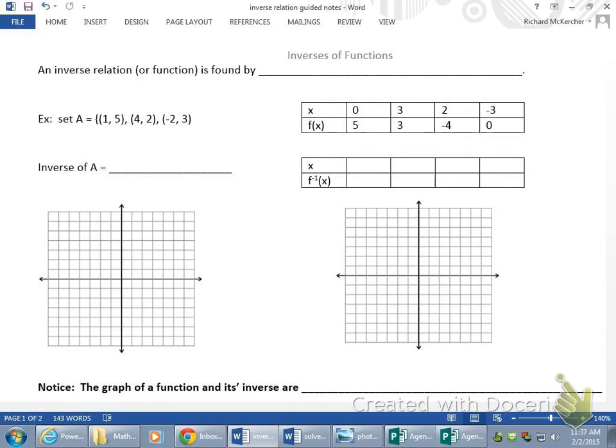Okay guys, glad you're back. This is inverses of functions. This is for Math 3.